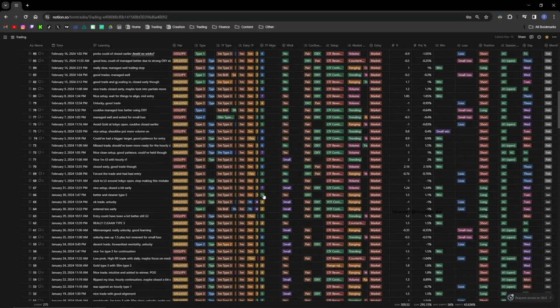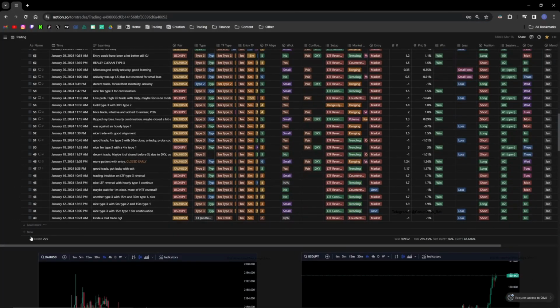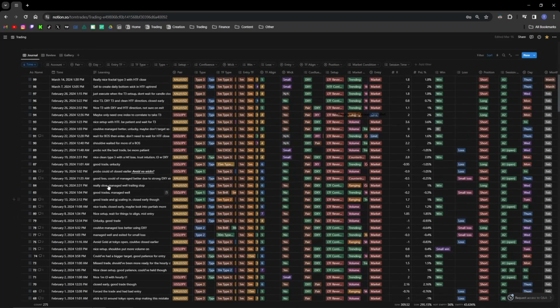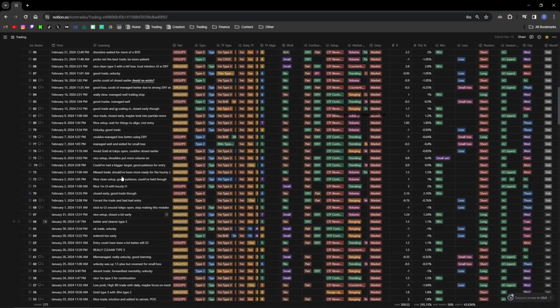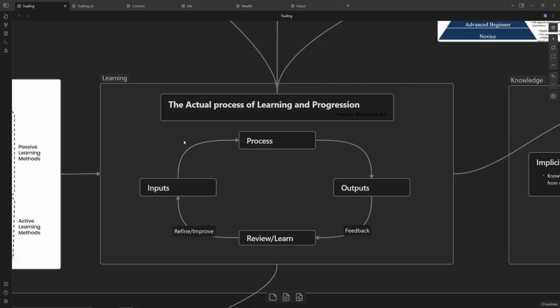A clear example of improvement: I've taken 275 trades, with a 56% win rate. When I first started this journal, the first 20, 30 trades were probably around 40%, 45%, but it improved over time through iteration upon iteration. I kept on iterating, improving my inputs. Maybe they lead to better outputs, maybe they lead to worse outputs. There's still feedback information to then improve and learn.